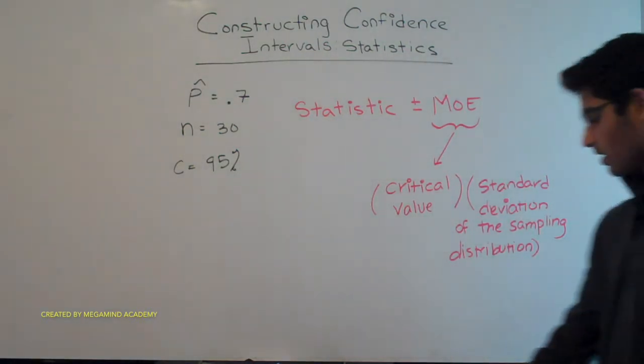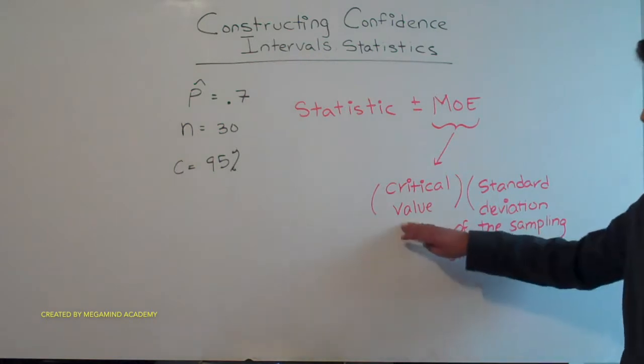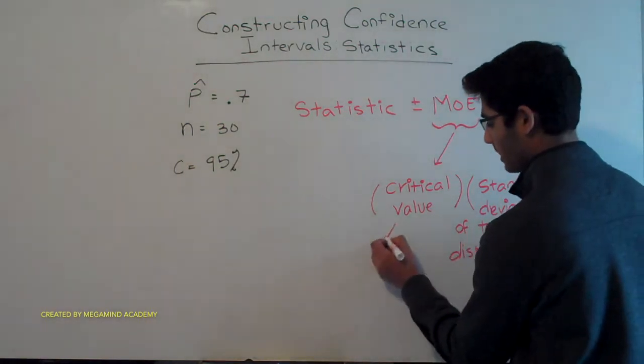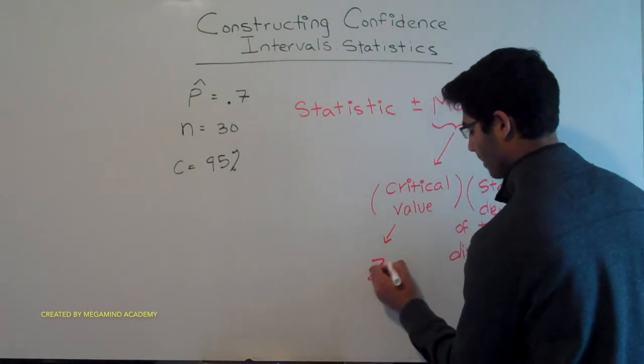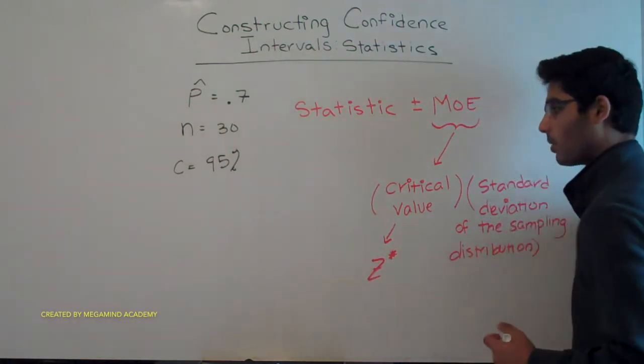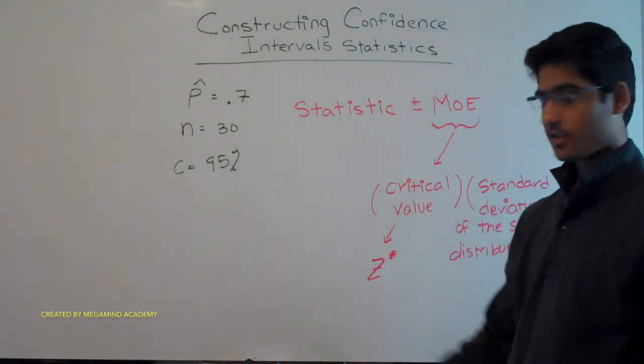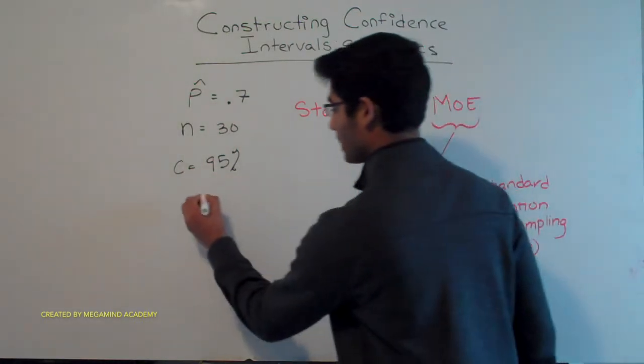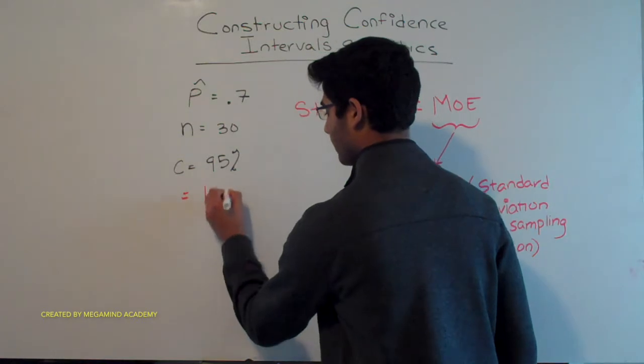Okay, so let's first start with the critical value. Now the critical value, when we're doing proportions, is going to be z star. Now this can be found on tables, but one of the more common confidence intervals is 95%. So it's important to memorize this one. The critical value for this one is 1.96.